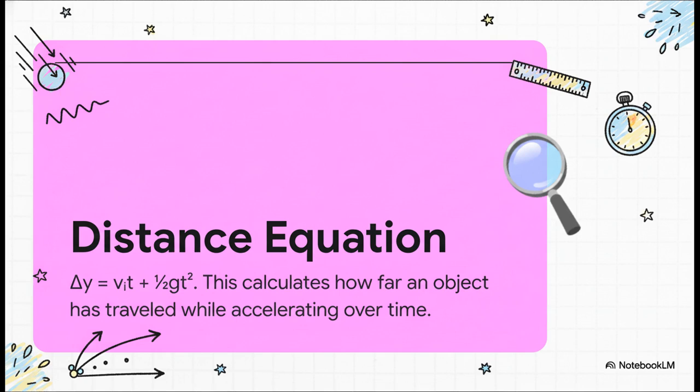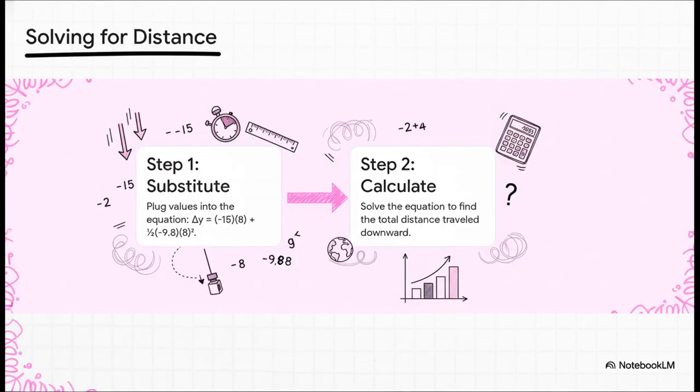This formula is specifically designed to find out how far something goes when it's accelerating. And hey, you know the drill by now. The strategy is exactly the same. We substitute our known values into the formula. Now, check this out. See how the time is squared in this equation? That's a huge clue that the distance an object falls doesn't just add up steadily. It increases dramatically the longer it's in the air.